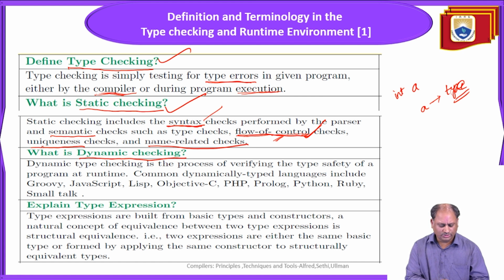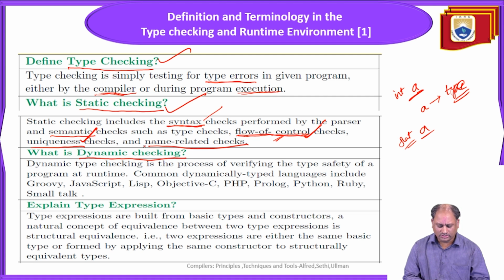Another one is uniqueness checks. Here the check is to be verified uniquely. That means A is declared one time. If there is a chance of declaring A once again anywhere else in the program, with redeclaration, that means it is declared several times and overlap occurs. So that's why we have to verify whether A is declared uniquely or not.